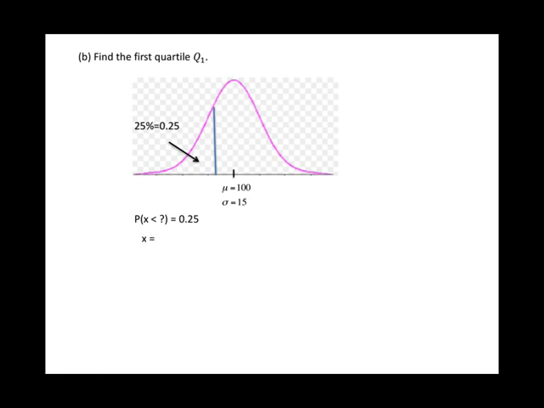Okay, inverse norm, area from the left, the mean, and the standard deviation. You should get 89.88. Again, this is talking about the IQ score, so it has to be a whole number. So that will be 90. Okay, Q1 is 90.